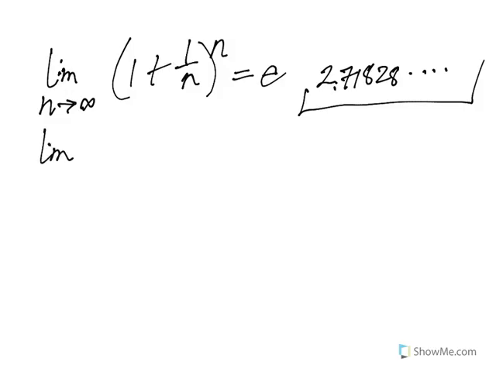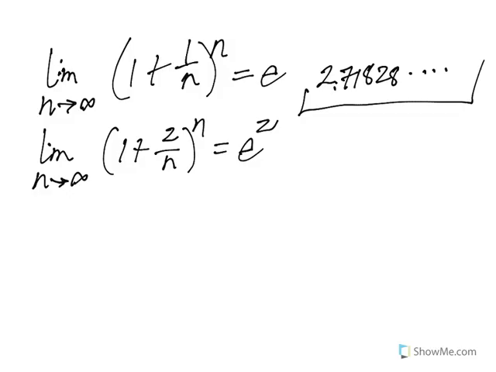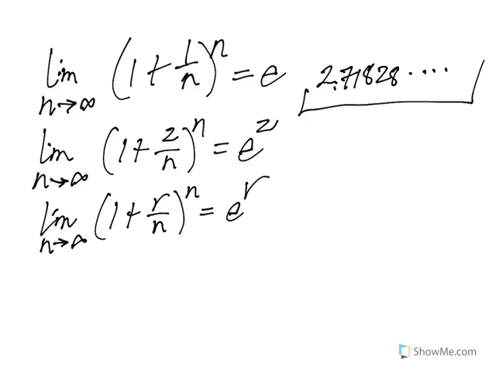If I then take the limit as n goes to infinity of 1 plus 2 over n to the n, that gives me e squared. And then it would make sense that if I take the limit as n goes to infinity of 1 plus r over n to the n, I get e to the r. Now, if I take Apple Runt, you can already see where this is going.